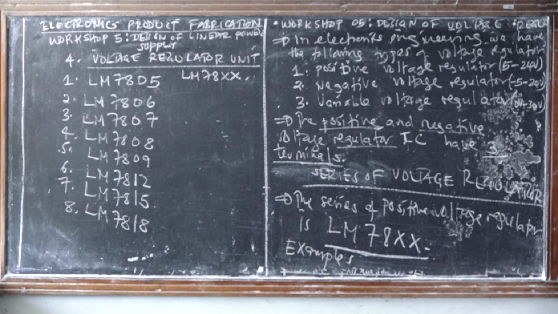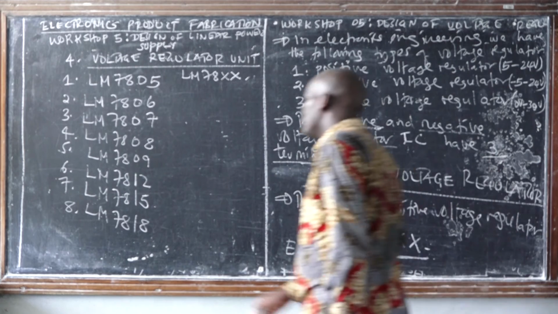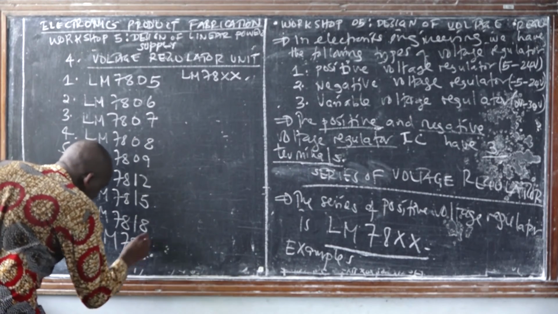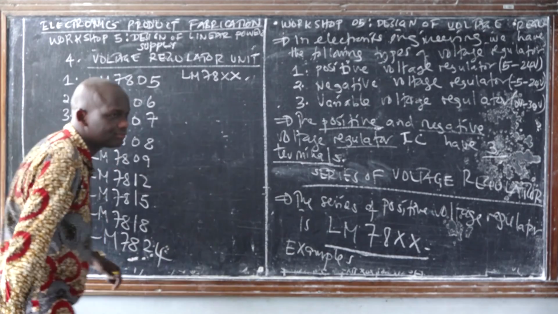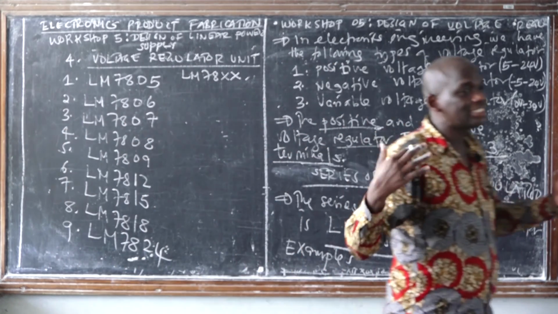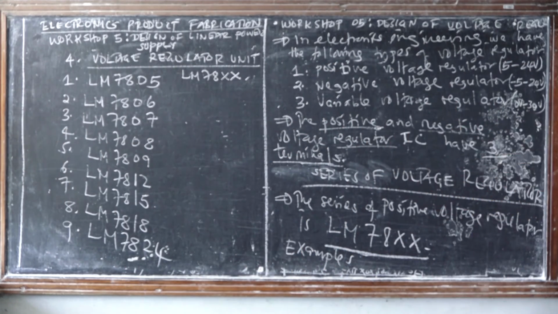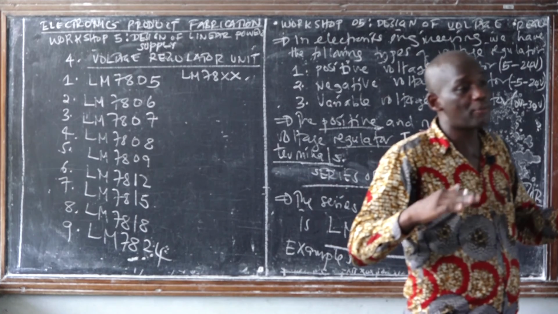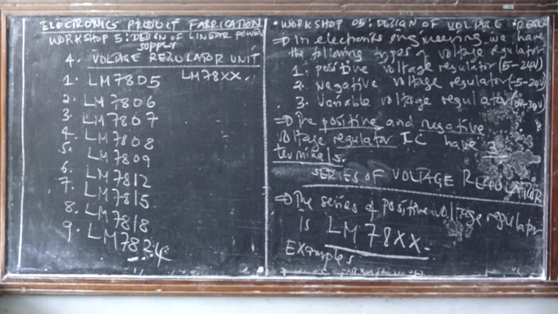Okay? Then the last one, example 9, we have LM7824. Don't relate what the voltage regulator provides with what the step-down transformer provides. We have spoken about the specification of the transformer. We are done with the step-down transformer. Now we are talking about voltage regulators.